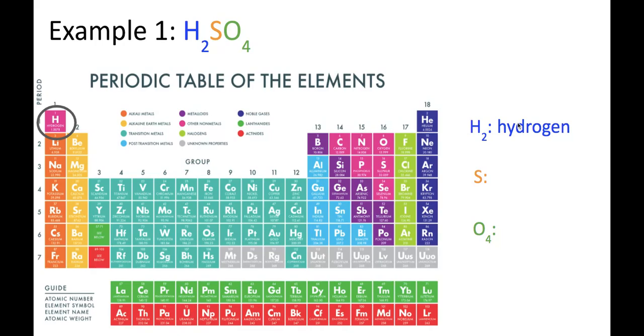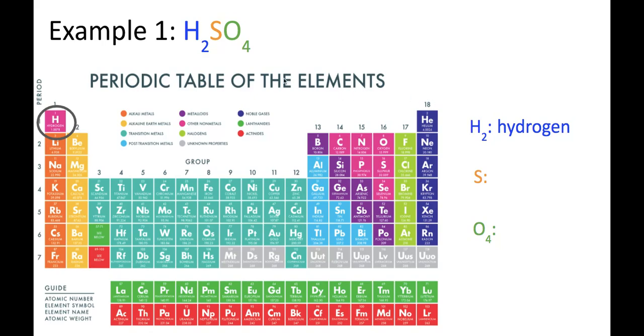In my first example, the chemical formula is H2SO4. Now for today, we're going to just ignore the tiny little numbers and focus on the element symbols. So I search the periodic table and I find the symbol H, and that lets me know that this contains hydrogen. So now I just need to figure out the SO4 part.